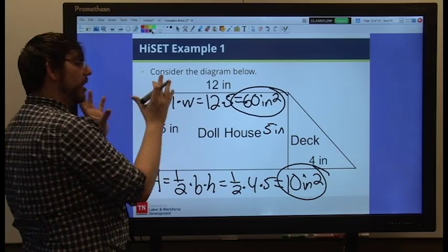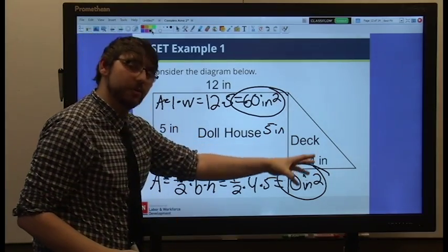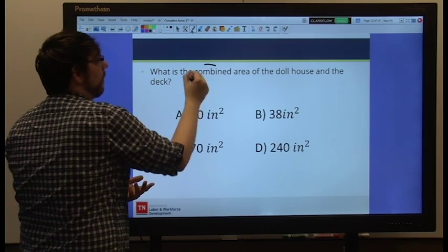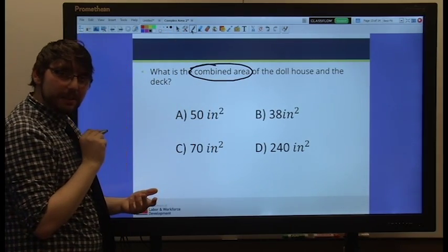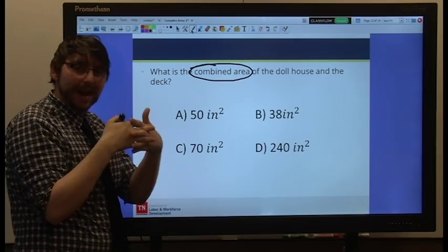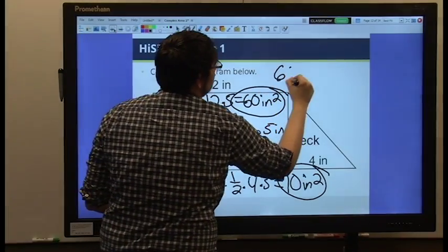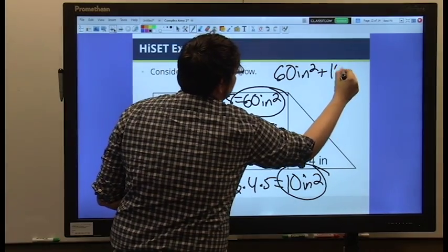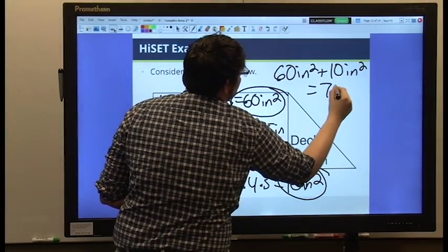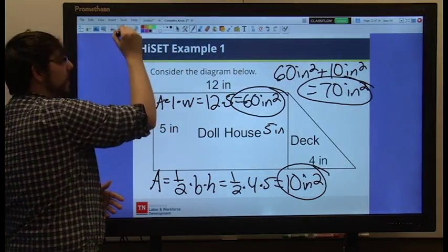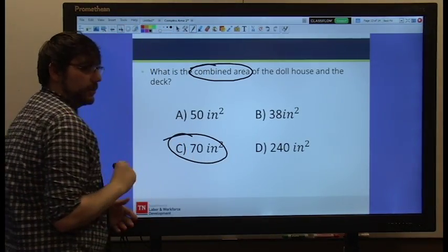Now that we know the area of the rectangle and the area of the triangle, again, the question is asking for the combined area. That means add them together. When you combine things, what do you do? You add them together. What is 60 plus 10? 70 inches squared. Now, that does mean that C is the correct answer.